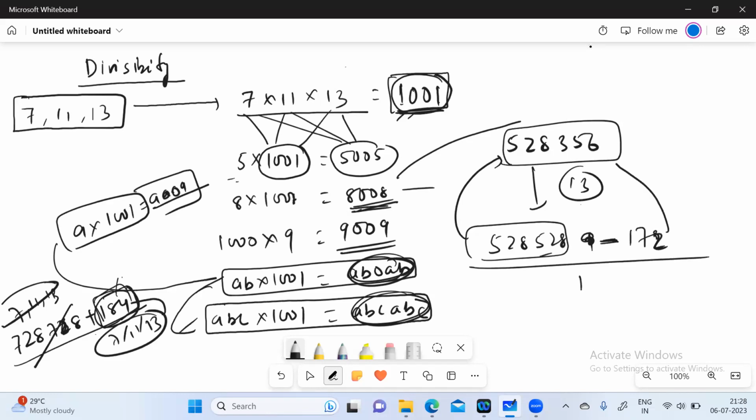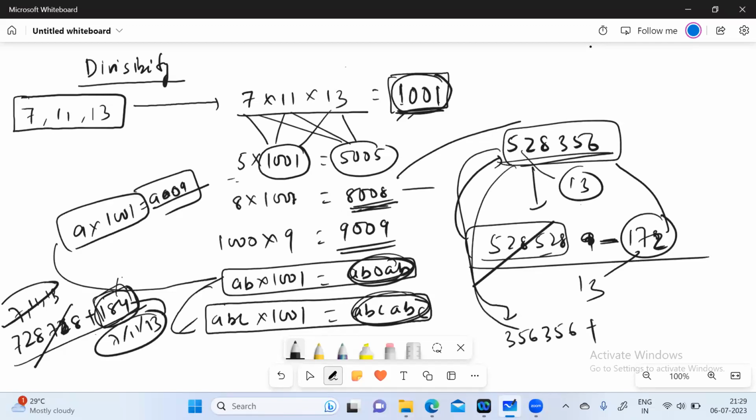So now if we divide this, it does not get divided by 13. So this number will not get divided by 13. Okay. Or second, what you could have done is you could have made it like this: 356356 plus, and you could have found the difference here: 356 and 528. It will be 172000.